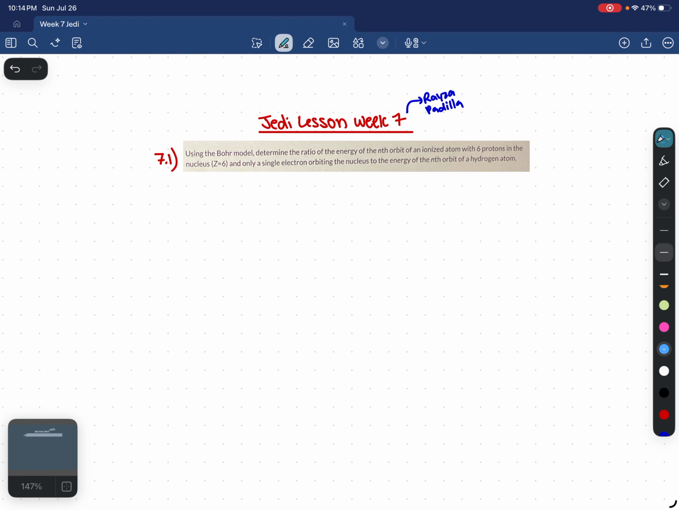So I'm going to first start with drawing an image right here. This is going to be the ionized atom, and this is going to be the electron, this little electron. Then this is going to be the ninth orbit. And this is the nucleus, and this is going to be the 6, the 6 protons.